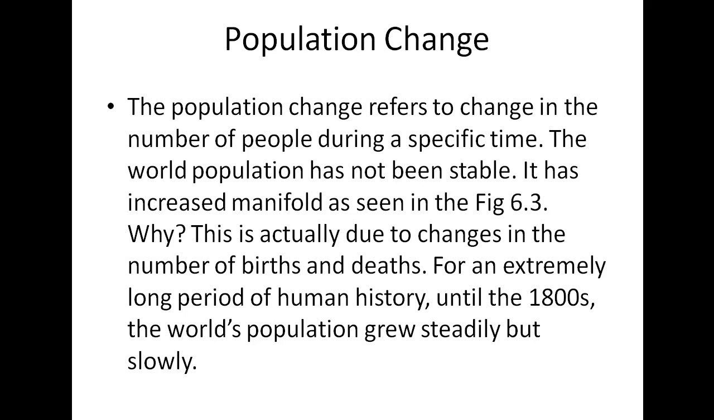For an extremely long period of human history, as you can see in the picture as well, until the 18th century the world population grew steadily but slowly. I just told you that till the 18th century and before that, the population was growing very steadily but slowly. It was not very rapid. So what are the basic reasons or causes that it was not increasing too rapidly? It was just growing steadily and slowly. What was the reason behind that?